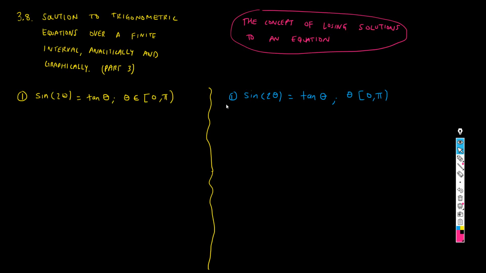So as you can see, we have the same equation, sine of 2 theta equals tangent of theta. Can you see? It's in both columns. It's going to be the same equation. And we want to solve it over the same interval, where theta is in the interval from 0 to pi, including 0, excluding pi. I forgot in here the symbol of belonging. Theta belongs in the interval from 0 to pi.